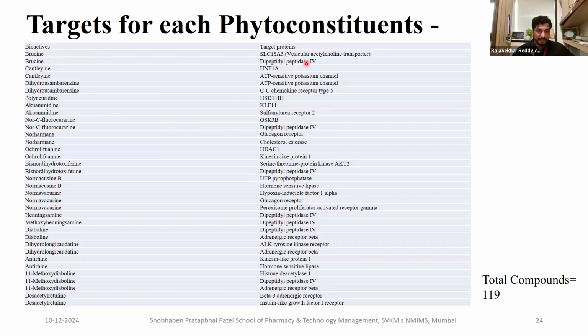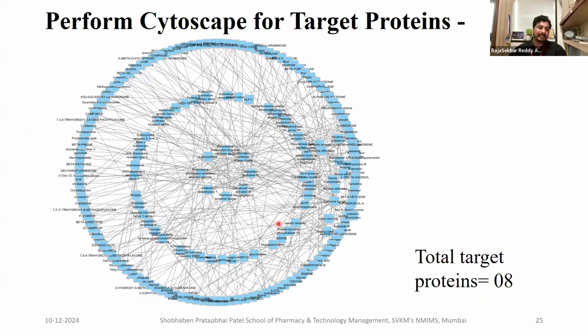DPP4 is definitely a valid target in diabetes. Similarly, you have SLC, you have the ATP-sensitive potassium channel, and you have the sulfonylurea receptor, glucagon receptor, HDAC is there. And all these are from the chemical perspective. And we have targets from the chemical perspective and targets from the disease perspective. And with that, we built the network pharmacology.